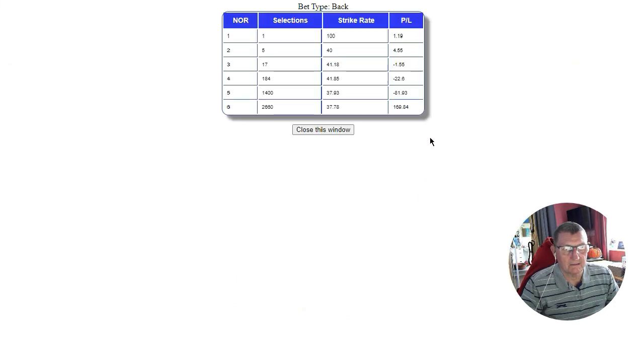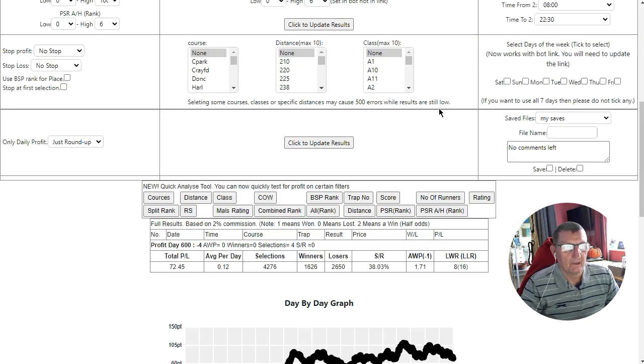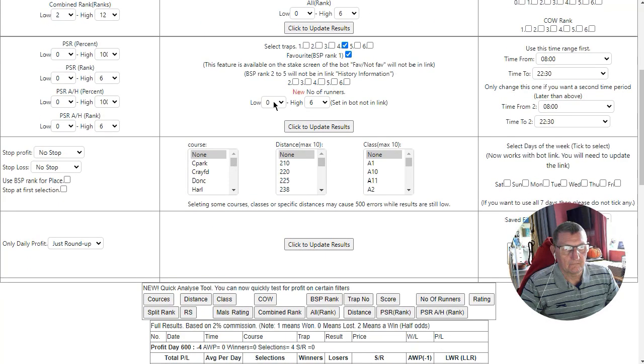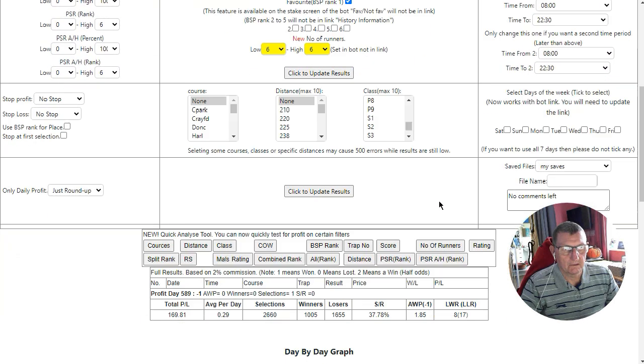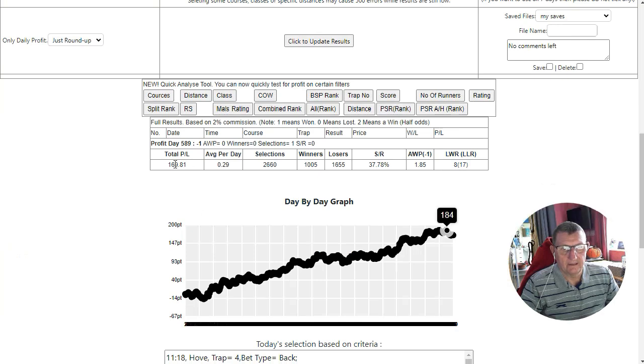Number of runners is an interesting one. Interestingly, for a backing system, there's more profit when there are 6 runners, which is kind of weird, isn't it? I don't know how there's 1 runner there. I need to look at that. So if we just took 6, oops, you can see that there's a bit of profit there.